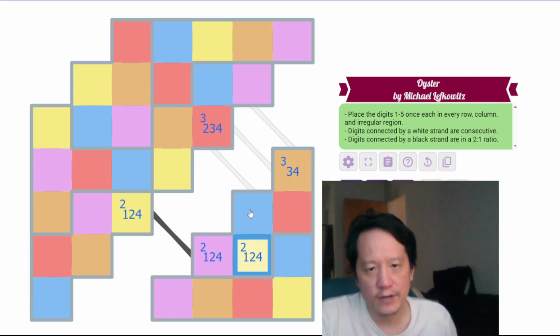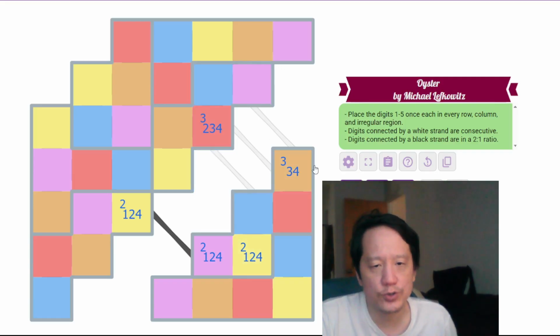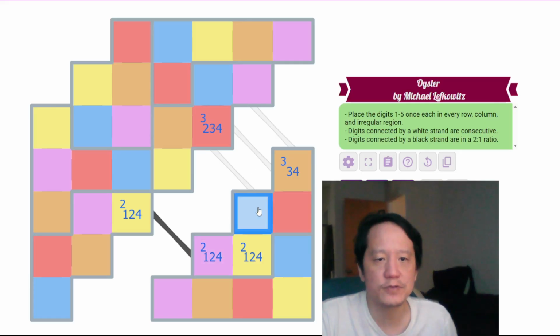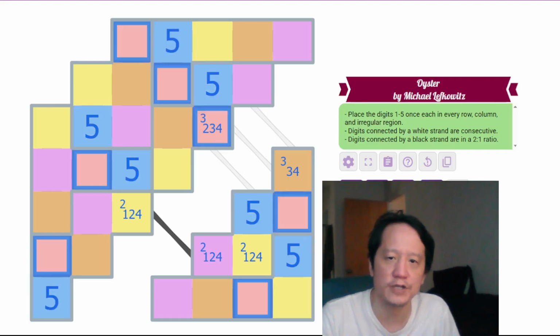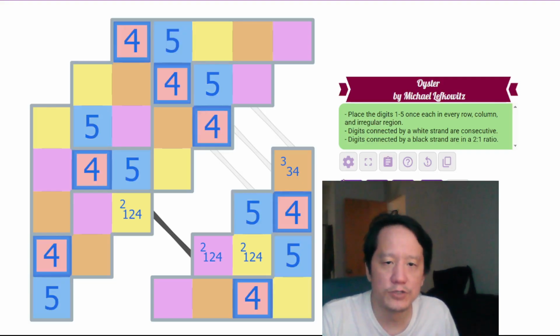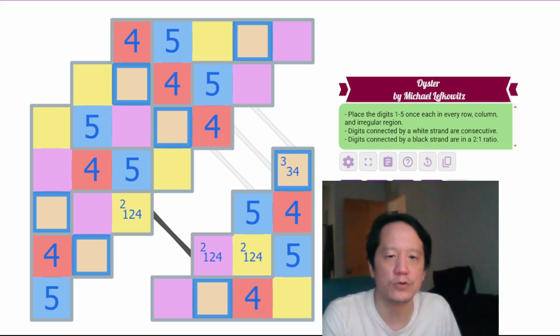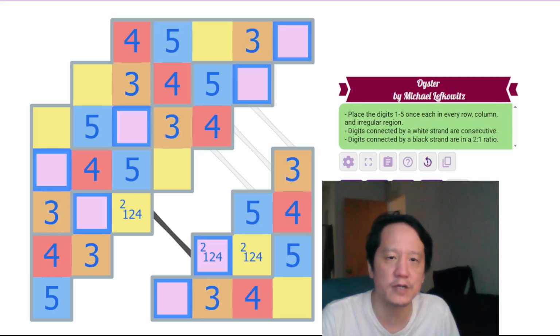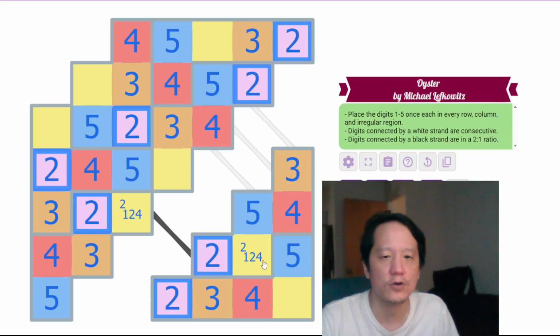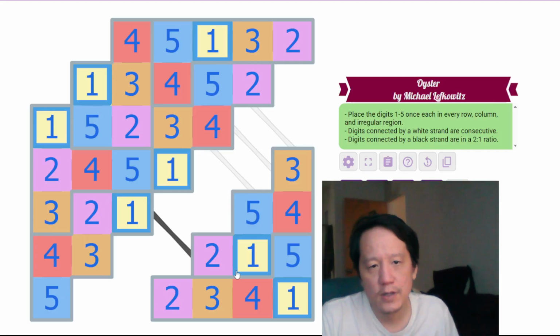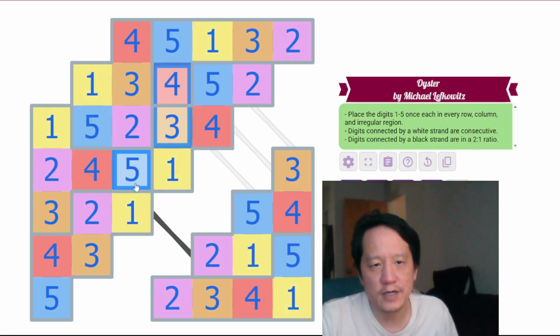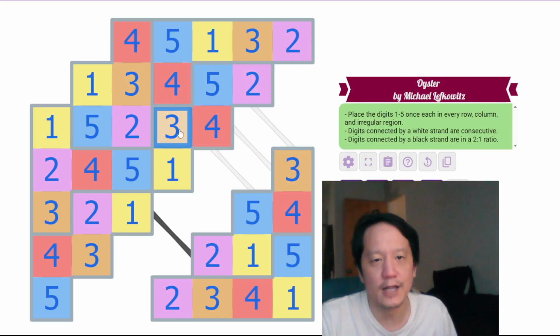Yellow cannot be 5, so this must be a set of 2 through 5 to be consecutive with all of these different digits. Well, pink can't be 5, so blue must be 5, which is only consecutive with 4, so red is 4, which is only consecutive with 3, so orange is 3, which means pink must be 2, and yellow must be 1. And that's how you solve it. Pretty straightforward. I like these actually.